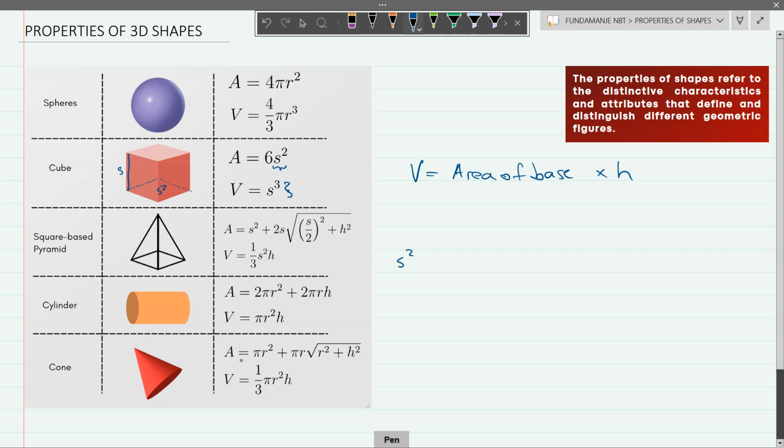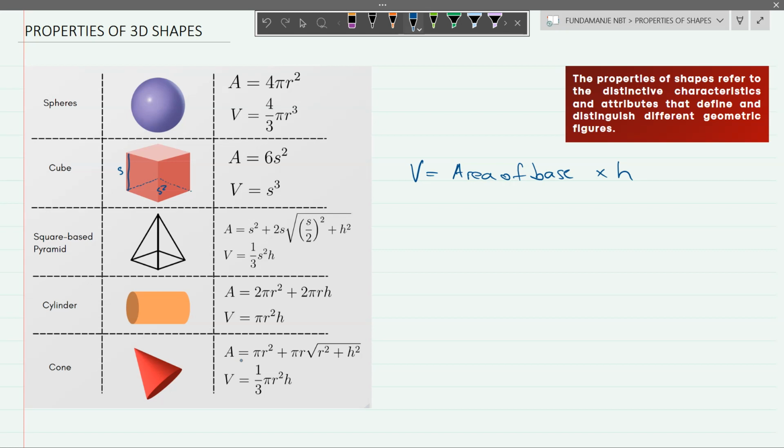Then moving on, the area of this shape is described by s squared plus 2s and this entire thing. And you don't have to know this. These are formulas that you will be given, so you just need to understand them in case the question needs some understanding.